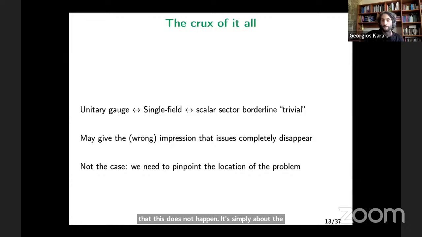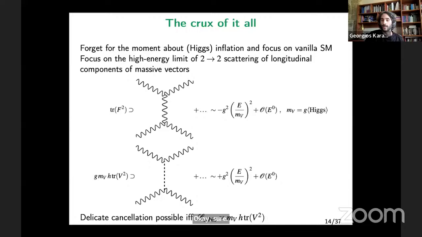Okay? So let's forget for the moment about inflation, about Higgs inflation, and focus on the standard model. And more specifically, I want to understand what happens with longitudinally polarized gauge bosons and scattering processes involving these guys. So we know that the gauge bosons interact through terms that come from the non-abelian field strength and give rise to cubic and quartic vertices. And in turn, these correspond to diagrams of the form that I've sketched here. That asymptote at high energies, the behavior at high energies goes like energy squared. Okay.